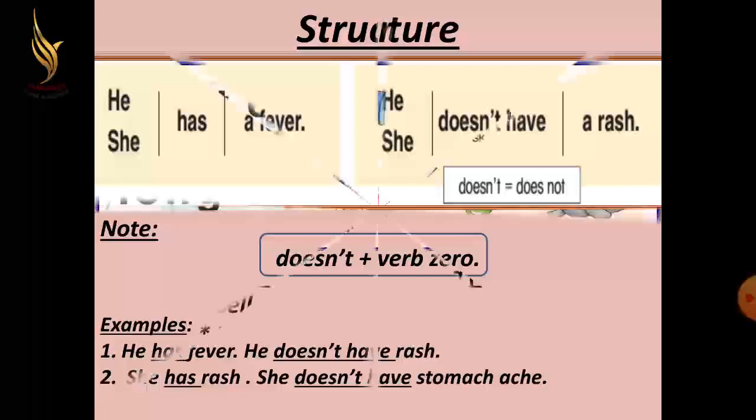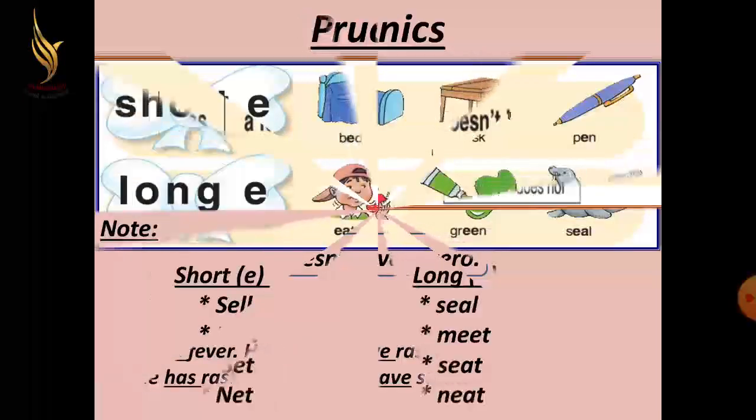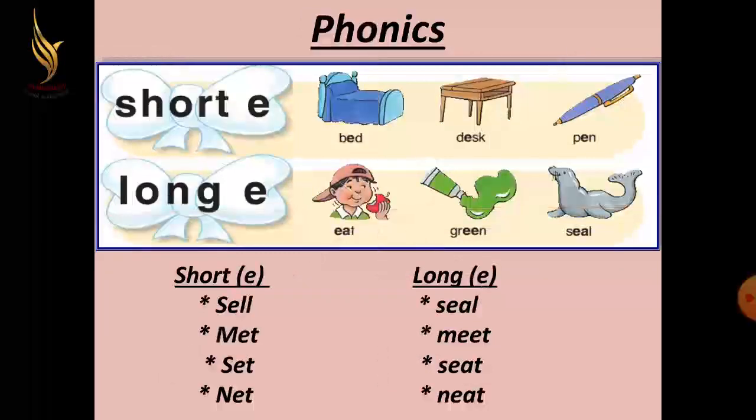Now let's move to the phonics. Phonics is sound. We agree that each letter has a sound and you can read through these sounds. Let's read the words bed, desk, pen. Notice the letter E in these words makes the sound E. This sound is called short E. But notice the words eat, green, seal. It's a different sound of the letter E. This sound is called long E.